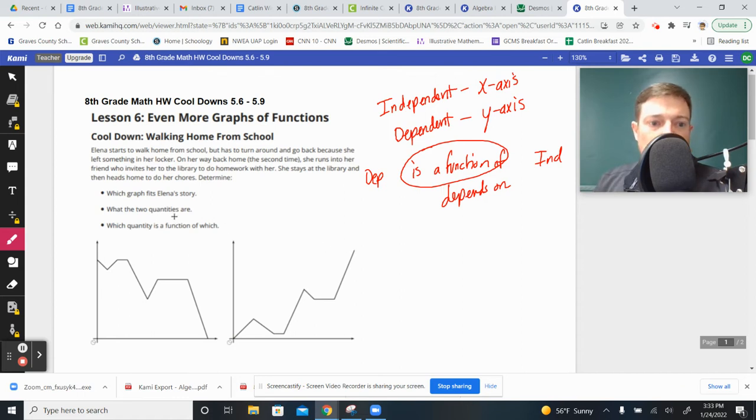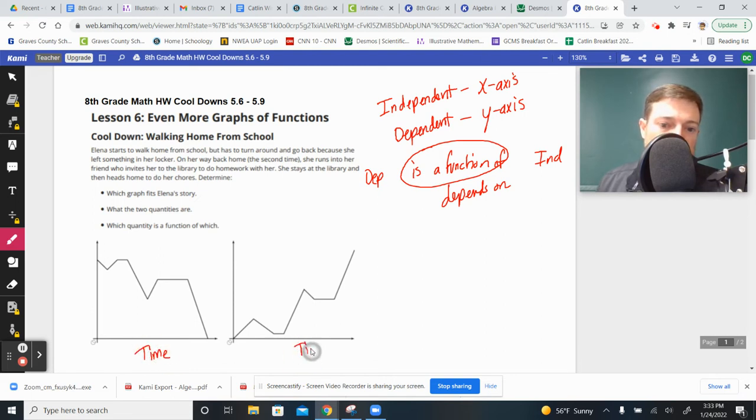What two quantities are mentioned here? She runs into her friend, who invites her to the library. She stays at the library and then heads home to do her chores. So at the very end, she heads home to do her chores. Let's pick a couple of quantities here. One of them is definitely going to be time, right? So let's put time down here.